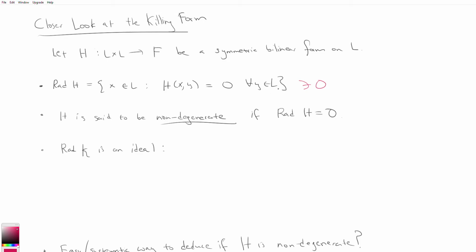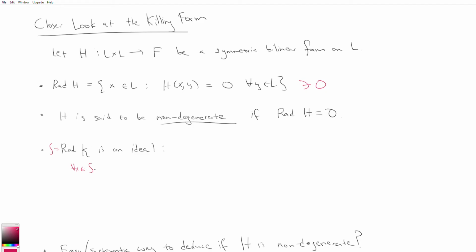In the case that kappa is H, so in the case that we're looking at the Killing form, the radical of the Killing form is actually an ideal. It's not just a collection of vectors. It's easy to see this because of the associativity of kappa. If we want to show something's an ideal, we'll say S is equal to rad kappa.